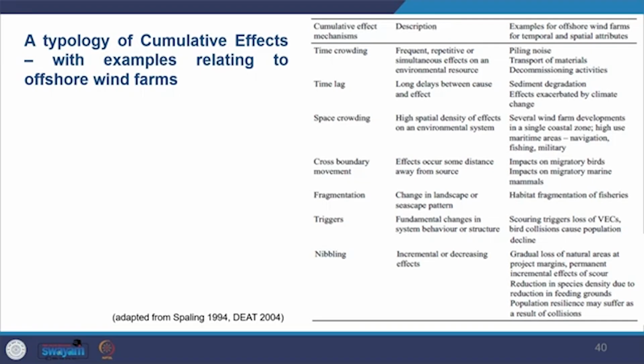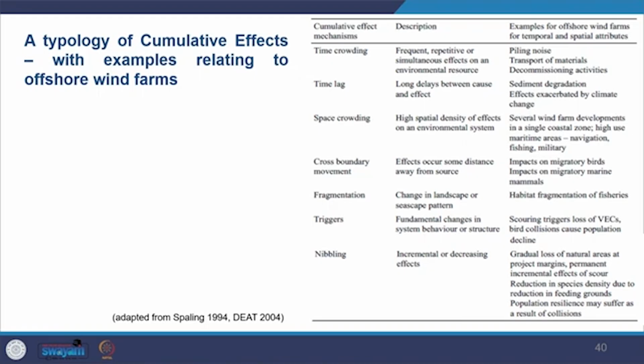So habitat fragmentation, of fisheries and so on. And then you also see the triggers. So the fundamental changes in the system, behavior or structure. So it triggers those behaviors and the behavior changes. So you lose those VECs because of certain kinds of changes. So that is what is called triggers.